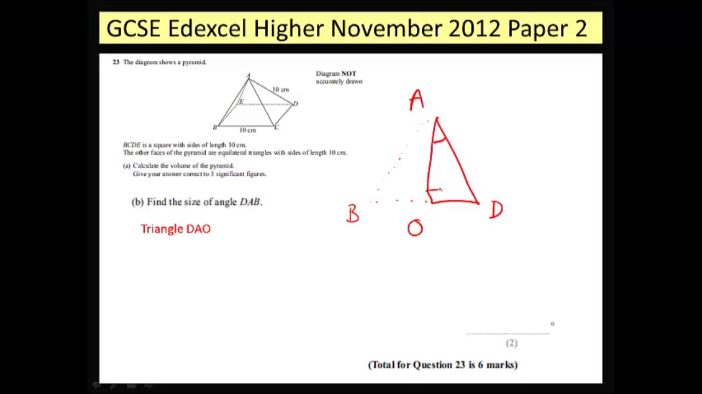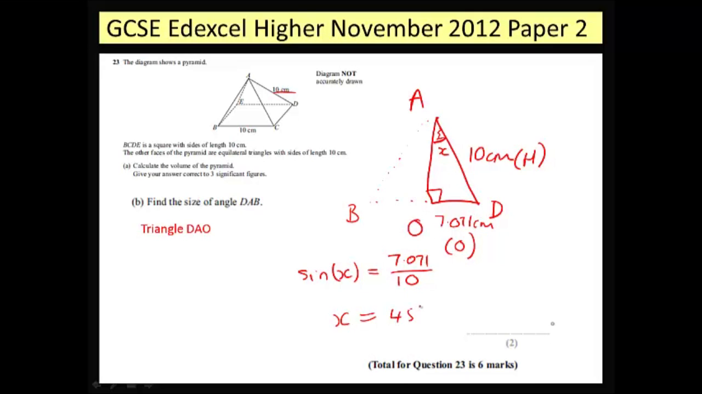So what I'm going to do is use some trigonometry, because this is a right angle triangle, to work out this missing angle in triangle DAO. So I know that this length here is 10 centimeters. I can see that from my diagram, and in the previous part of the question I worked out that this was 7.071 centimeters. Now all I'm going to do is label my sides, so I've got a hypotenuse and I've got an opposite. This tells me that it's a sine ratio, so I know that the sine of the angle, which we can call x, is equal to the opposite, 7.071, divided by the hypotenuse, which is 10. This gives me a value of the angle as approximately 45 degrees.